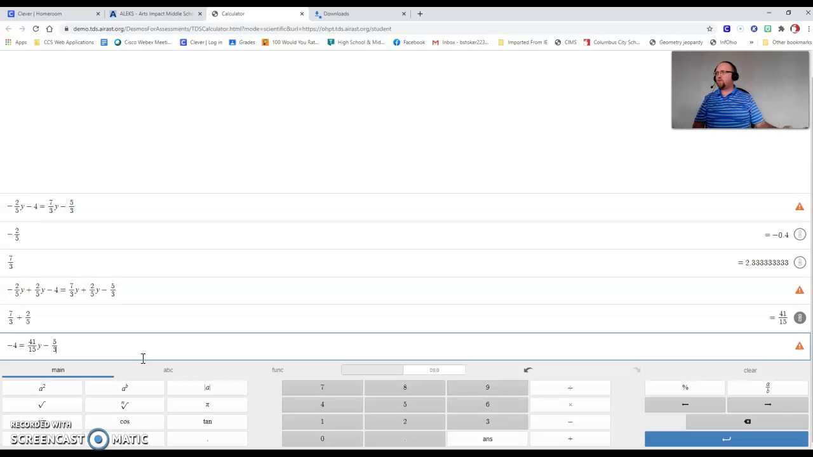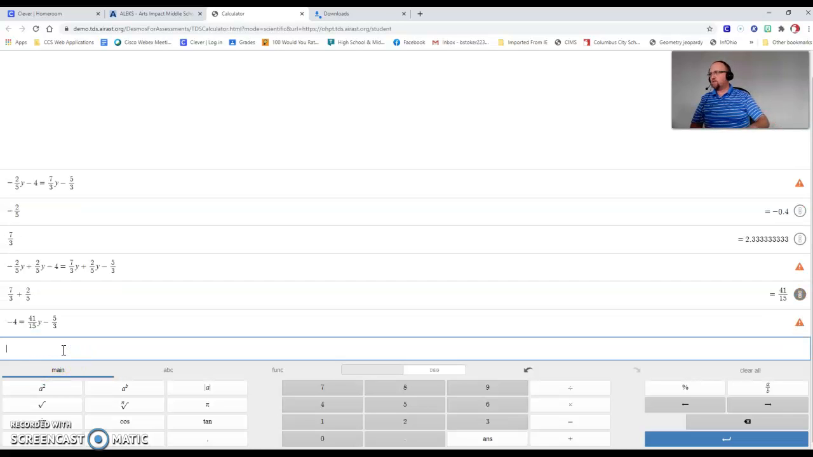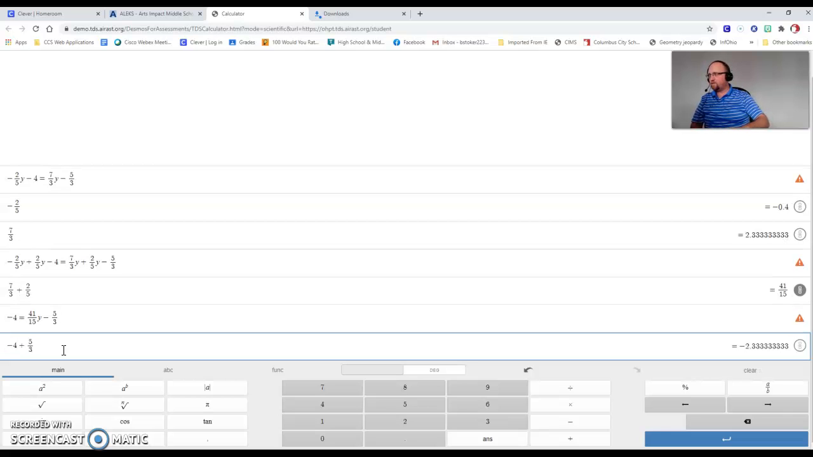Next step is going to be, now we have to get rid of this negative 5 divided by 3. How do we do that? Well, we do that by adding. So now I'm going to have, and remember, when I add, I got to add to both sides. So I got negative 4 plus 5 divided by 3, then that equals 41 divided by 15 y minus 5 divided by 3 plus 5 divided by 3. Gotta hit that button, man. There we go. So now again, we simplify.